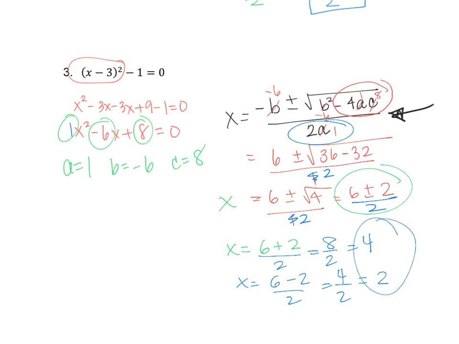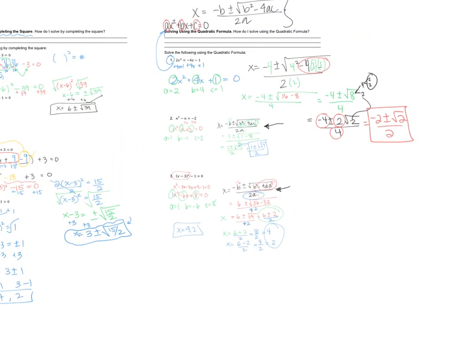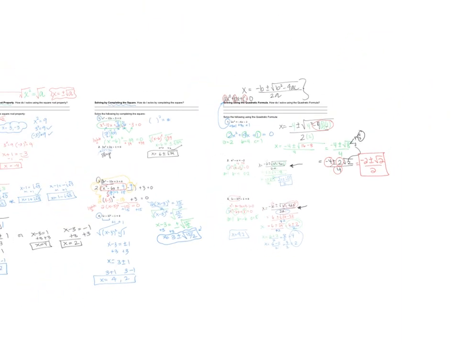So we're getting those answers. So x is 4 and 2. Same answer again. And so there are multiple ways that you can solve a quadratic equation. There's just some ways that might be better than others depending on how they are set up.